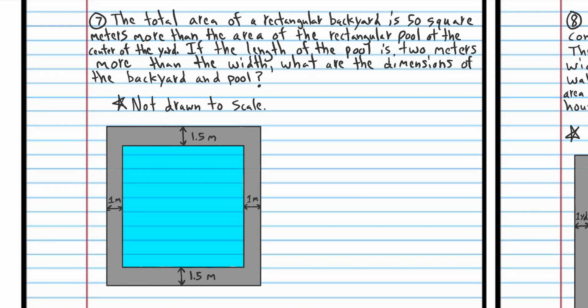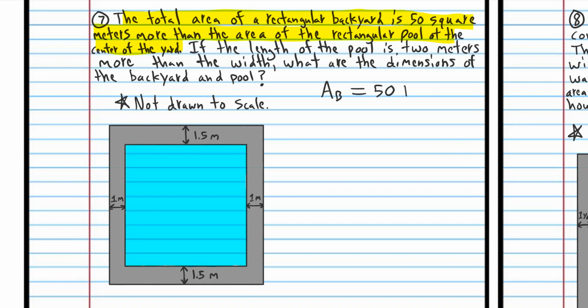All right, we're back. So the most important equation is generated from the total area of the rectangular backyard is 50 square meters more than the area of the rectangular pool at the center of the yard. That's our master equation. So area of the entire backyard is equal to 50 square meters more than the area of the rectangular pool.